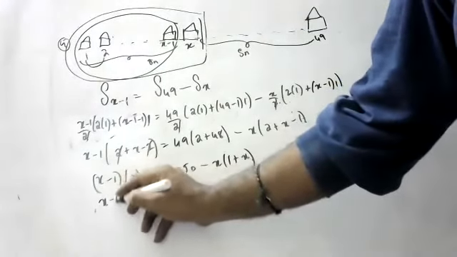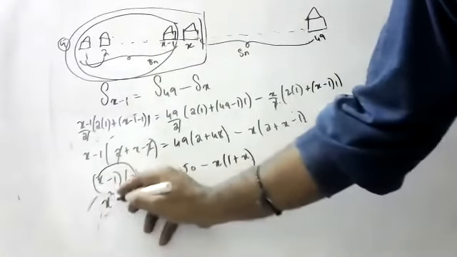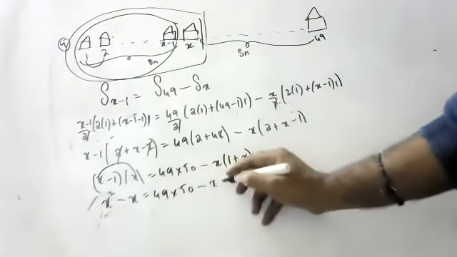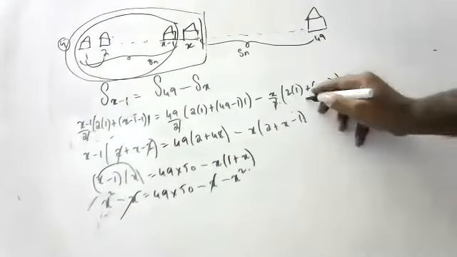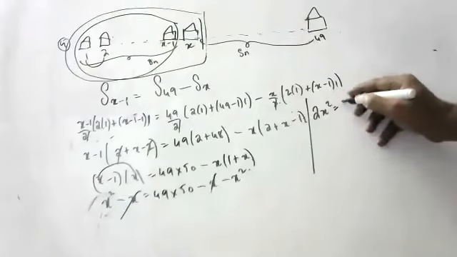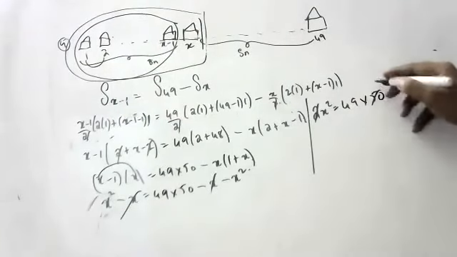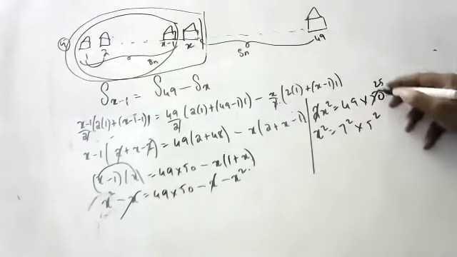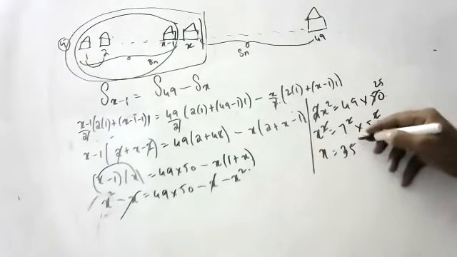So x square minus x. Okay, let's simplify. X square minus x is equal to 49 into 50 minus x square. Minus x cancel, children. Minus x square you bring here, 2x square is equal to 49 into 50. So x square is 25. X square is equal to 7 square into 5 square. 25 wrote as 5 square. Square, square cancel. 35th house.